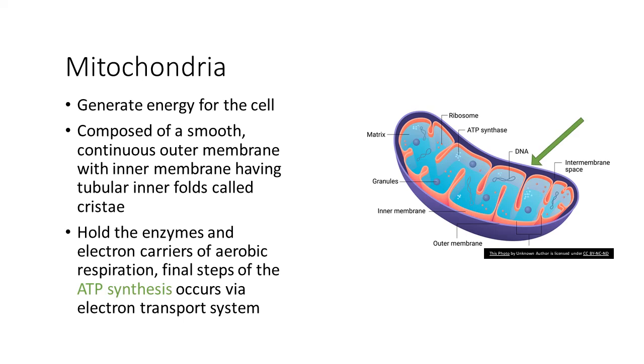You can see there's one membrane in the dark purple. The second membrane is folded. Those folds are called the cristae, and it's because of that double folded system that allows for ATP production and that electron transport system.